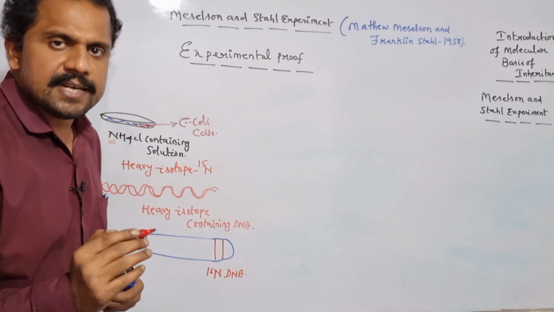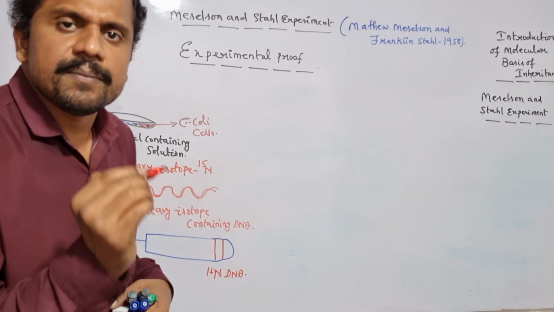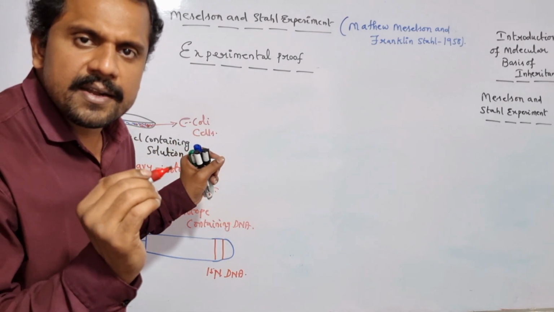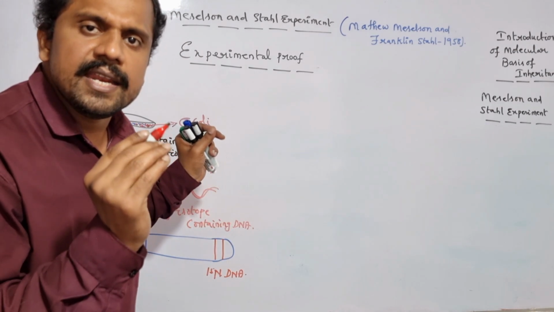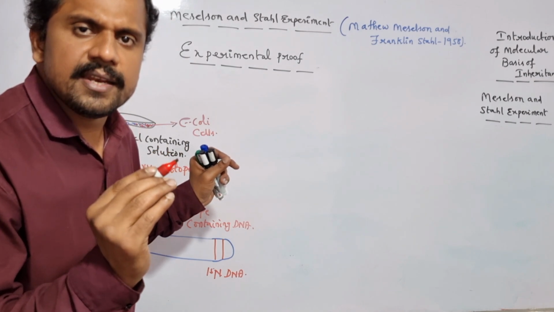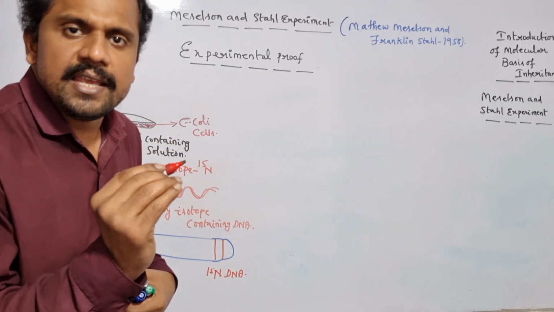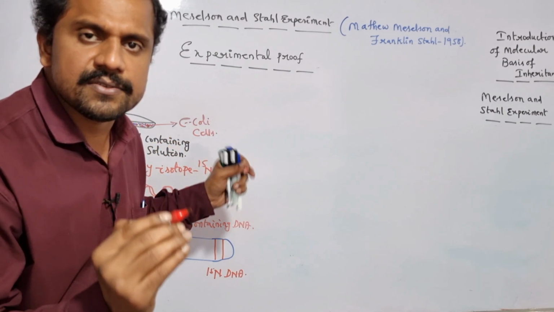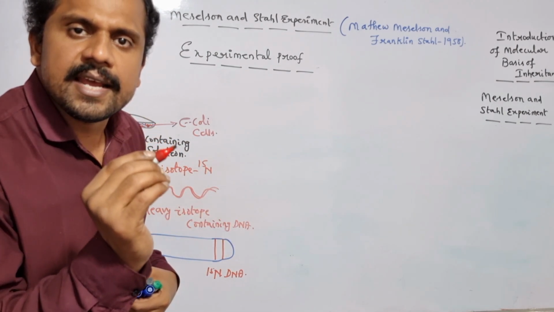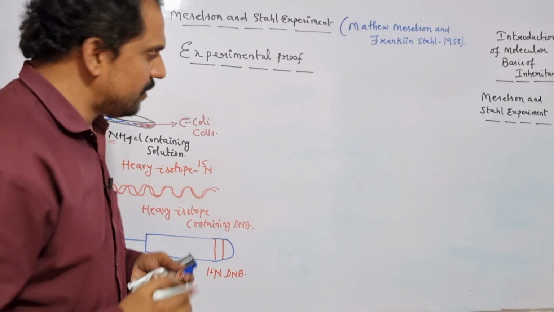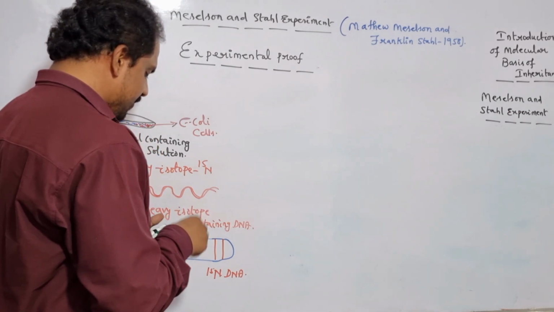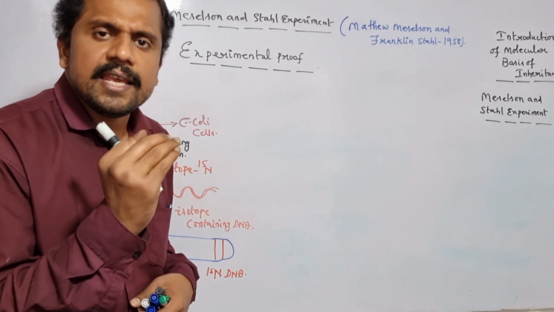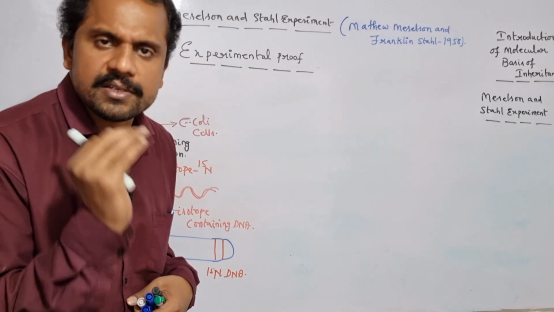Then in the second strategy, again these people grew the particular E. coli cells in the normal nitrogenous source. Initially the E. coli cells were grown in the ammonium chloride solution. But in the second strategy, the similar E. coli cells were grown in the normal nitrogenous source which has the lighter isotope, which is nothing but N14. So by taking advantage of the normal nitrogenous source, the E. coli cells were again capable of inducing the production of DNA.